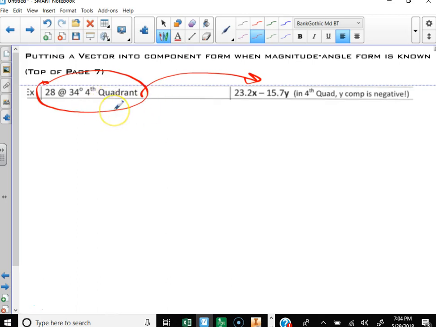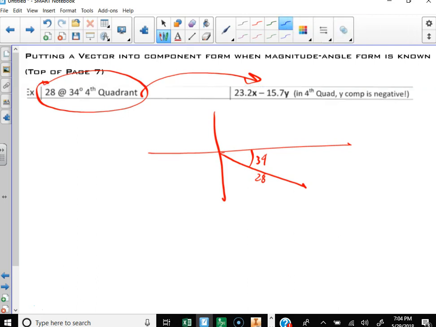In fact, this one is in the fourth quadrant, right? So we'll just sketch it real quick. 28 at about 34 degrees, so we'll just say that's 28. So here's our reference angle, the 34 degrees. There we go. And the length of it is 28 units. Now, its x component is this, and its y component is this.